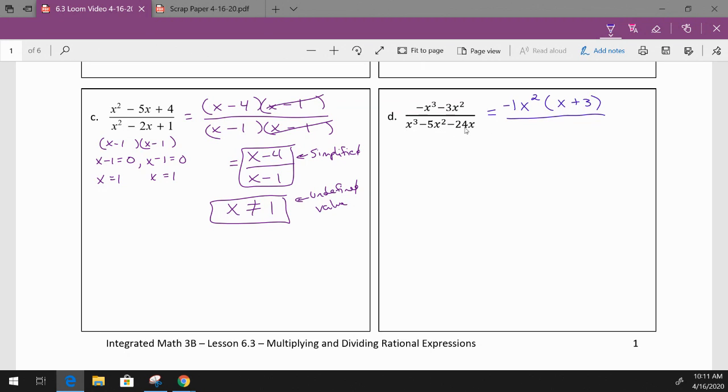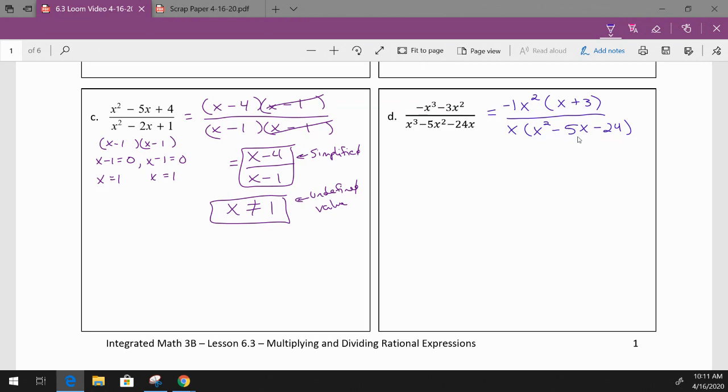In the denominator, always look for greatest common factors before anything else. So if you notice your denominator, they all have a factor of x. So I'm going to factor that x out of all three terms, which then gives me x squared minus 5x minus 24. Then you take your denominator, and we're going to factor that a little bit more.